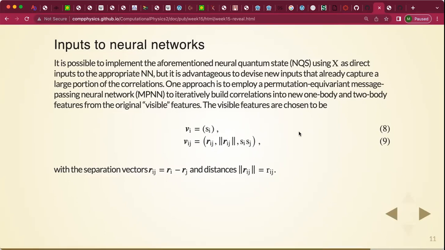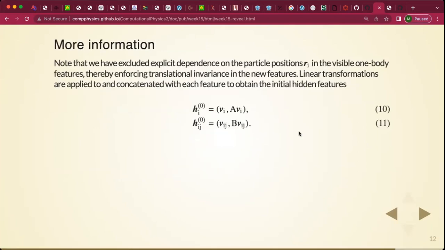And then the network will try to find the optimal representation of the trial wave function. You can also have an explicit dependence on the particle positions in the visible one-body features. And that would enforce some kind of translational invariance in the new features. This can also be done because if you only include that one, you would not have translational invariance. So just skipping the single particle degrees of freedom as an input to the network is a way, when you now have the relative distance, of enforcing translational invariance.